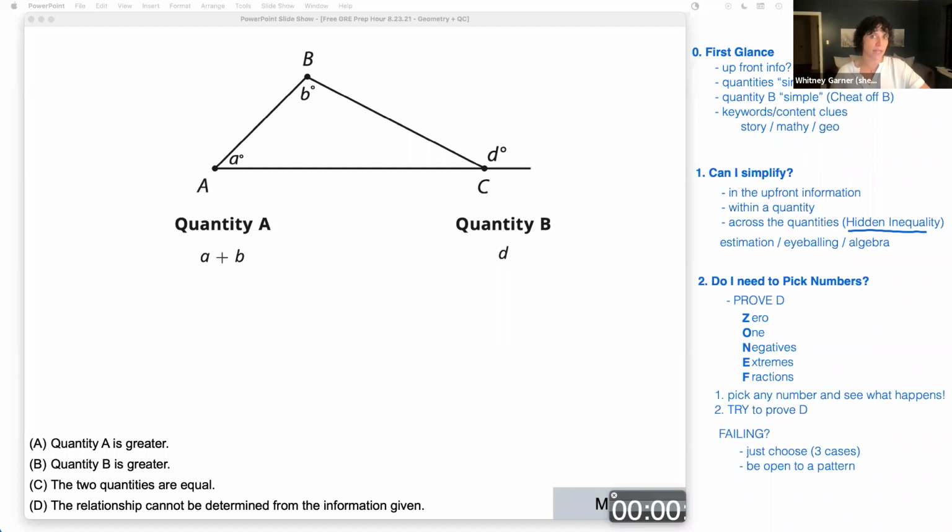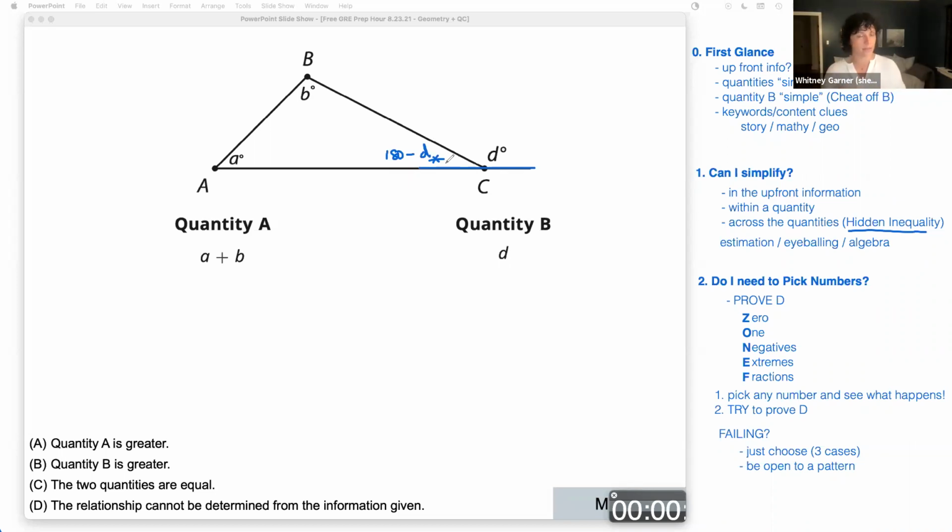So can I simplify in the upfront information? I can, right? I can. This is definitely a line, which means that the two angles that form a line are equal to 180 degrees. So this whole thing is 180, which in other words means that this angle right here is 180 minus D. And this is going to be a really common construction, 180 minus D.